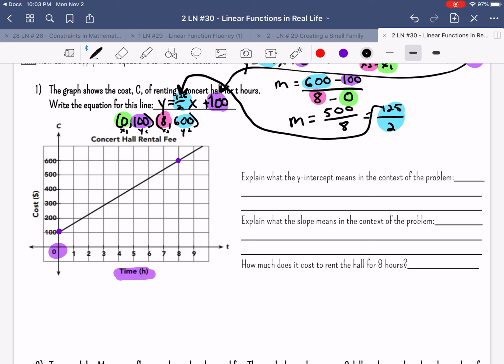So this actually applies to my real life. I'm getting married, so there's a flat rate for the venue of $750. So no matter how many people I have, no matter how long we're there, I have to pay $750. So in this instance with the concert hall, it's the flat rate. Well, we can say it is the starting price for renting the concert hall.